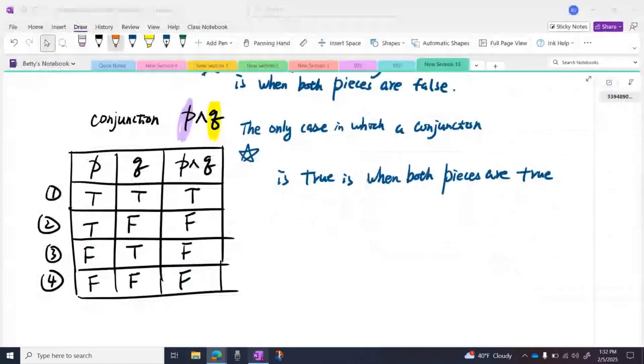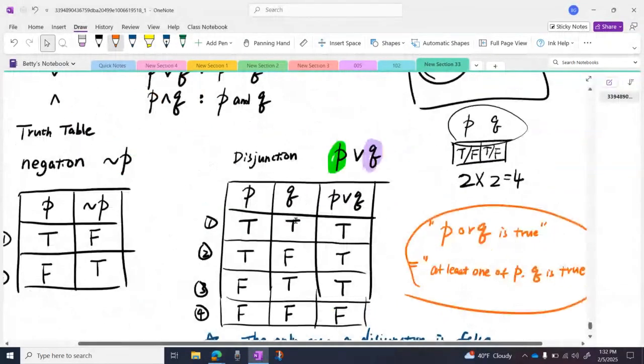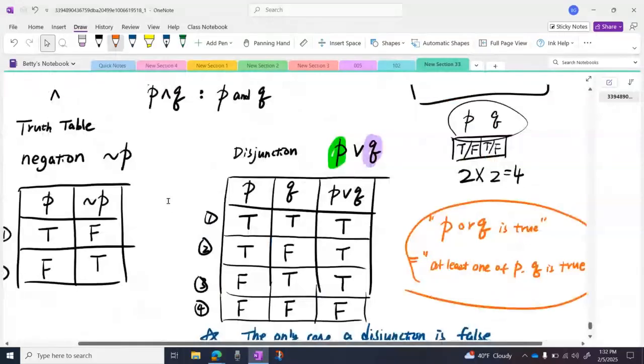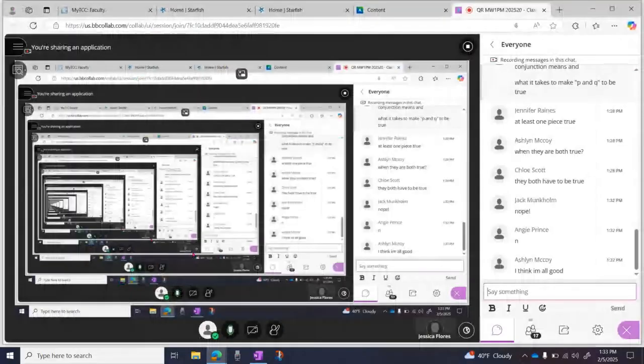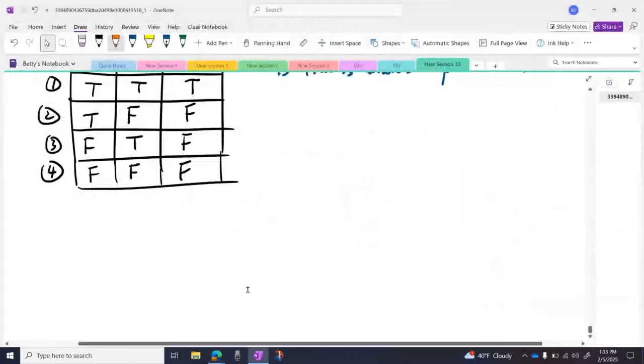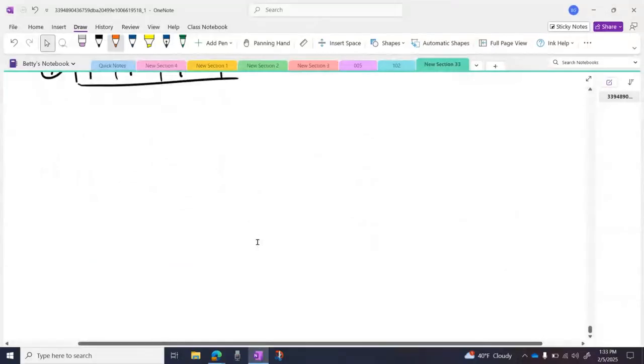Very good. So we spent time covering 3 truth tables, right? The truth table for negation, I believe you should all know how to find the truth value for a negation based on the truth value of the original statement. And we also covered the disjunction truth table and the conjunction truth table. The next type of compound statement is called a conditional. We're going to start talking about conditional.